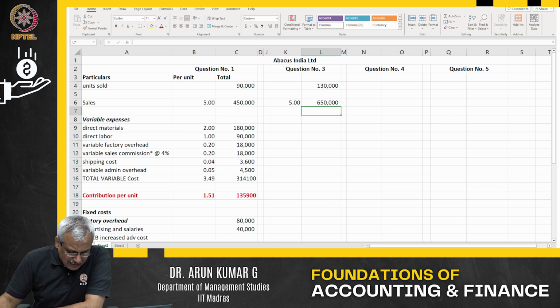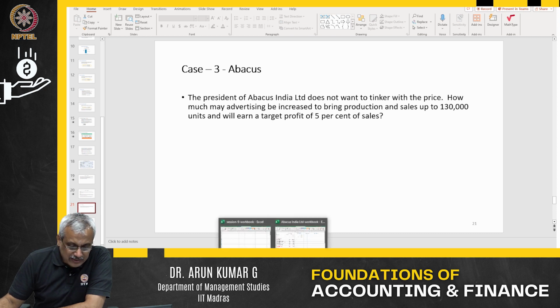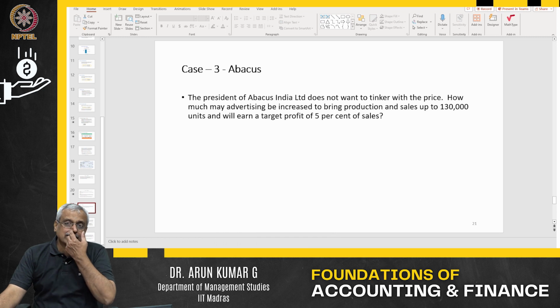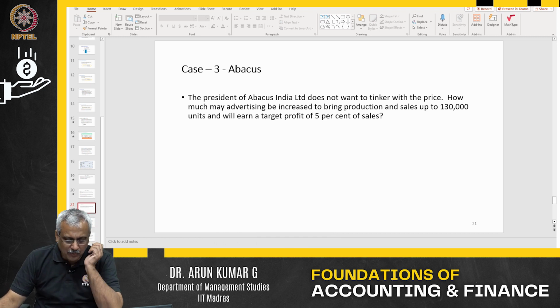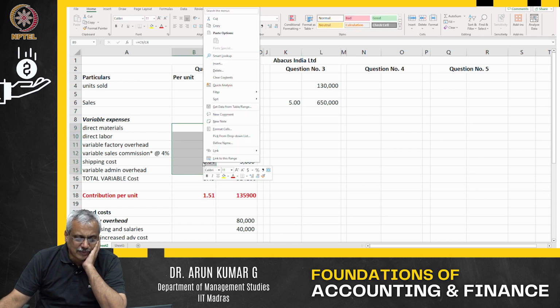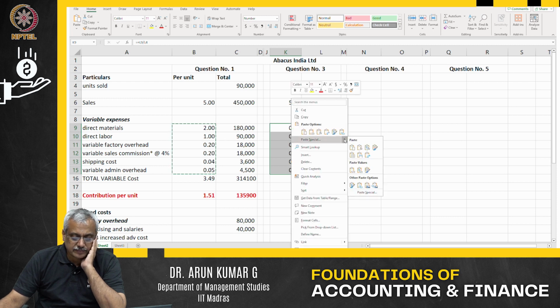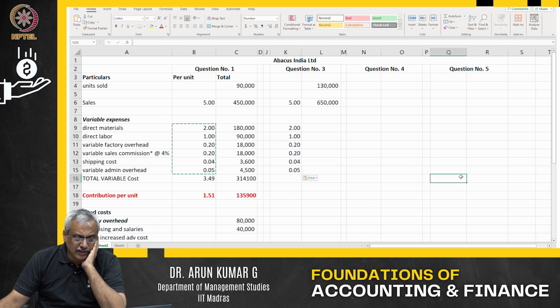And they clearly indicate here, he does not want to tinker with the price. That means he doesn't want any change in the price, but he wants to increase the ad budget. So let us go back and look at the variable costs. All these variable costs are going to continue at the same level. The variable cost per unit is not going to change at all in this particular case.